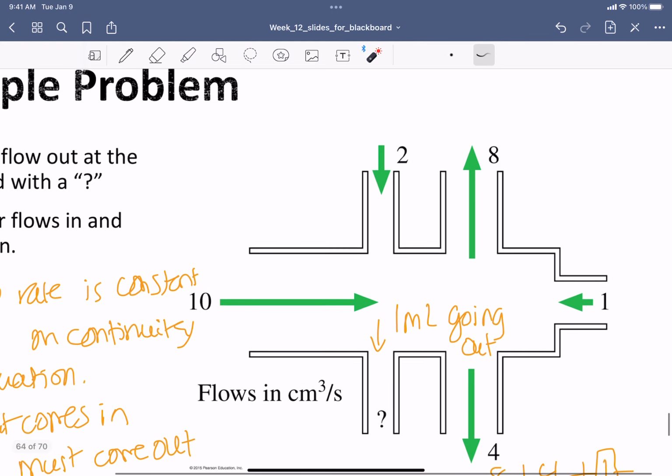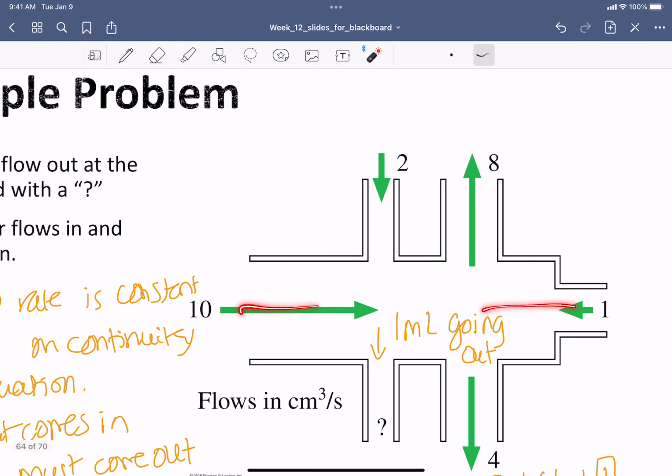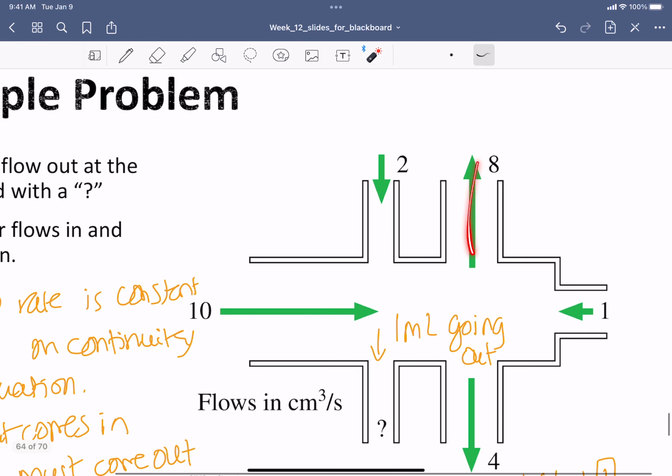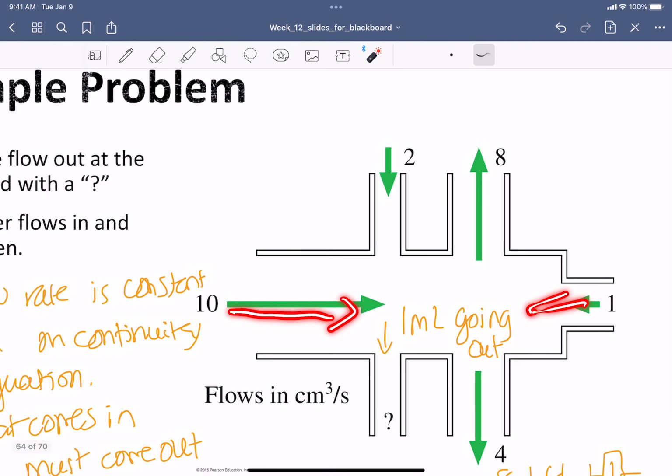So if I have 13 flowing in and 12 flowing out here, then what does the flow have to be here? 1, right? Because then 8 plus 4 plus 1 would be 13. So it's like saying flow in is positive, flow out is negative. So positive 10 plus positive 1 plus positive 2 is positive 13. Negative 8 minus 4 minus 1 is negative 13, right? So I have to make sure that the flow in is equal to the flow out.